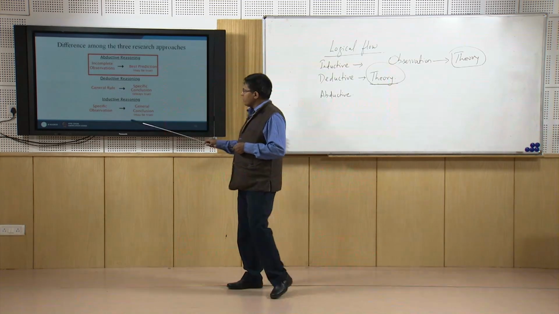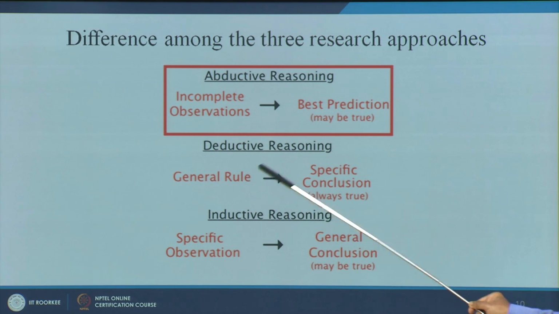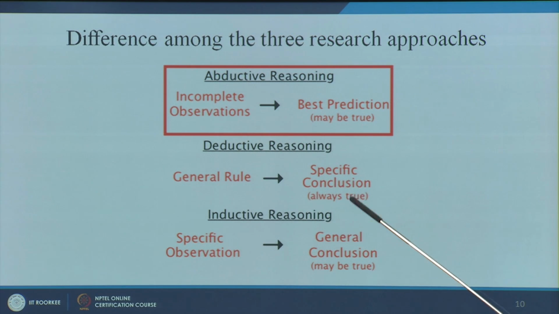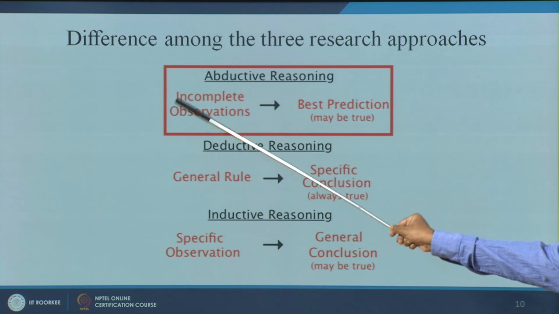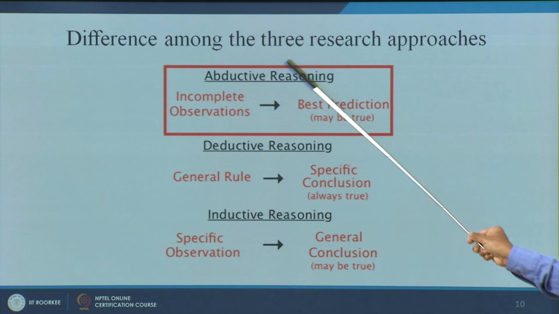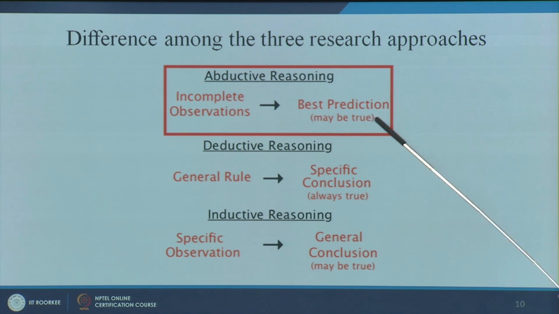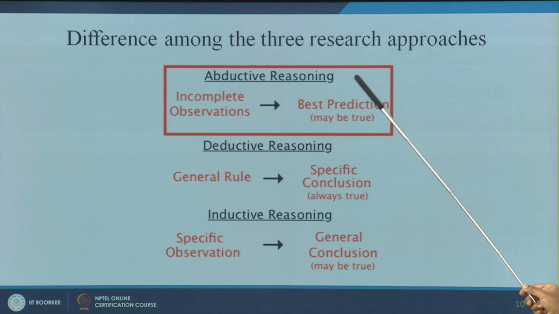As it says, inductive starts with specific observation and reaches a general conclusion. Deductive goes from a general rule to a specific conclusion, which is always true. Abductive reasoning comes with an incomplete observation, and whatever we predict can be termed as the best possible prediction. Okay.